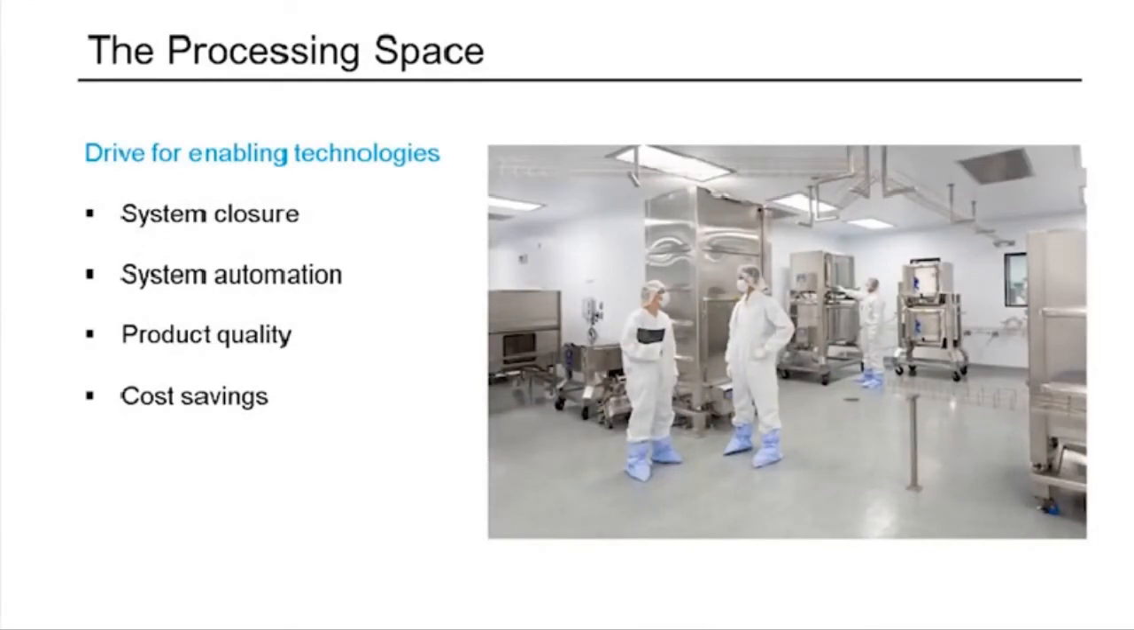And so we talked about closed automated processing. I think this is really the key direction for this industry that equipment vendors are going to need to be taking a hard look at. Because we saw with the regulations, system closure is a key way to be able to do multi-product processing in the same room.